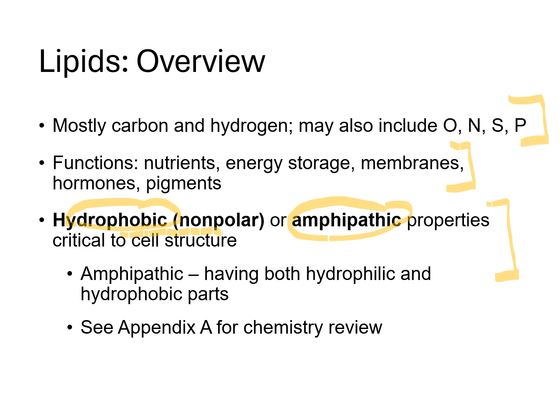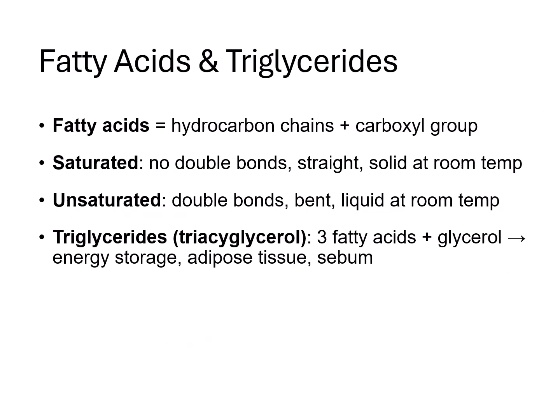If you need a review of vocab terms like nonpolar or just a general chemistry review, please see Appendix A for more information. Fatty acids are long hydrocarbon chains with a carboxyl group. Saturated fatty acids have no double bonds in their fatty acid tail, meaning they're straight in their structure, and these straight tails pack tightly, so saturated fats tend to be solid at room temperature, like butter.